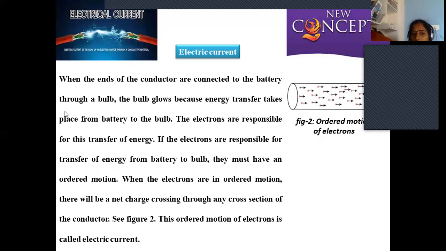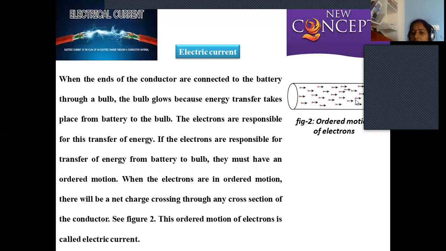When the ends of the conductor are connected to the battery, the bulb glows because energy transfer takes place from the battery to the bulb. The electrons are responsible for this transfer of energy. So here we can clearly distinguish, even though the conductor has electrons, their mobility will be facilitated by connecting to the battery. The battery is the source of energy which is used to give instant energy. So that liberated energy will be transferred through the conductor. Then illumination of the bulb is possible within a fraction of a second.